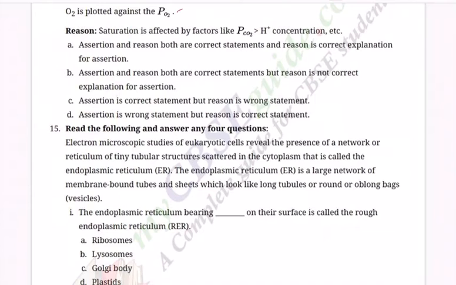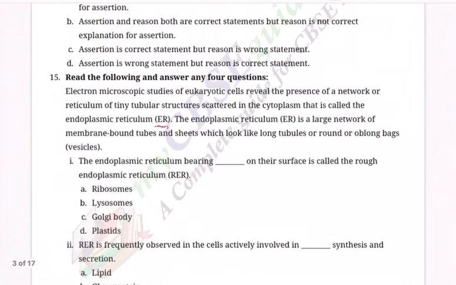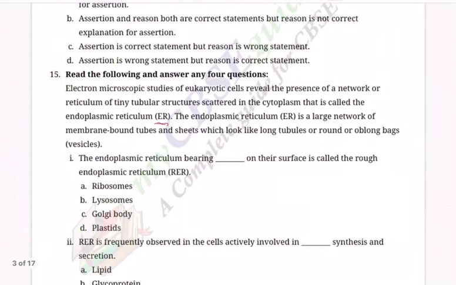Electron microscope studies of eukaryotic cells reveal the presence of a network or reticulum of tiny tubular structures scattered in the cytoplasm, and they are called ER, endoplasmic reticulum. The ER is a large network of membrane-bound tubes and sheets which look like long tubules or round or oblong bags. These are called vesicles. Now, based on that, 5 questions.